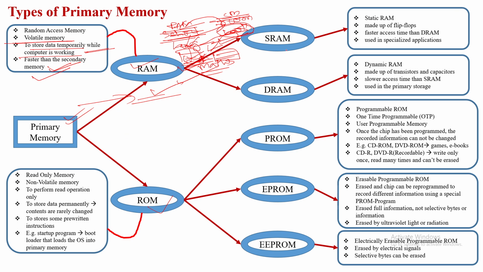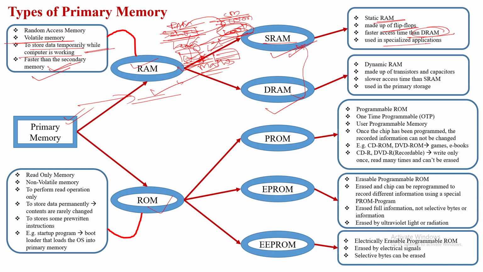RAM has two types, static RAM and dynamic RAM. Static RAM is static random access memory. RAM's full form is random access memory. It is made of flip-flops. SRAM has a faster access time than DRAM. Comparing both of them, it is faster than dynamic RAM. And for which purpose is it used?